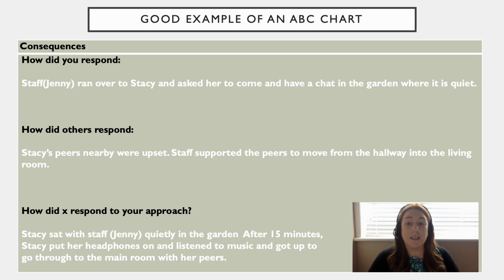Lastly, we can see how Stacey responded to this approach. So Stacey sat with staff quietly in the garden. After 15 minutes, Stacey put on her headphones and listened to music. She got up and went through to the living room to sit with her peers. So this is really helpful when trying to get a picture of what happened and trying to understand Stacey's arousal cycle and the time it takes for her to come down from her red and amber zone back into her green zone.